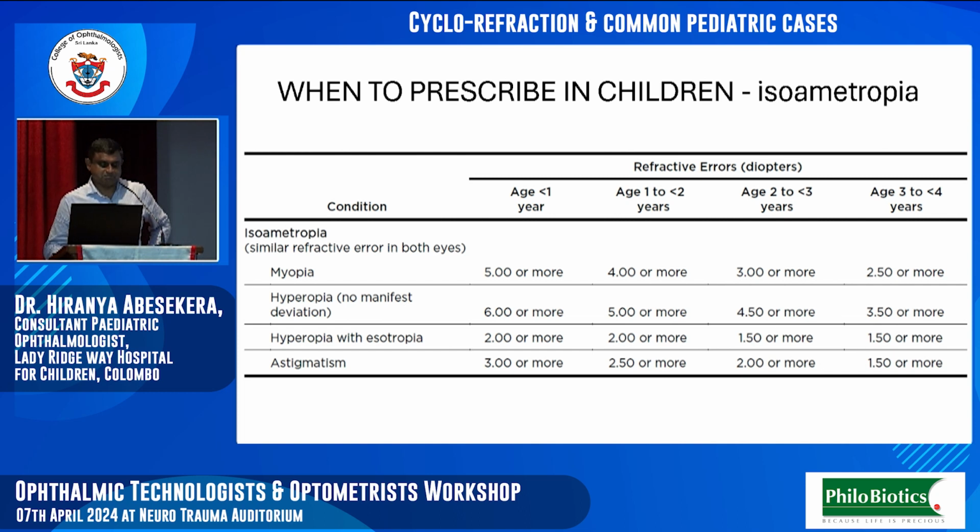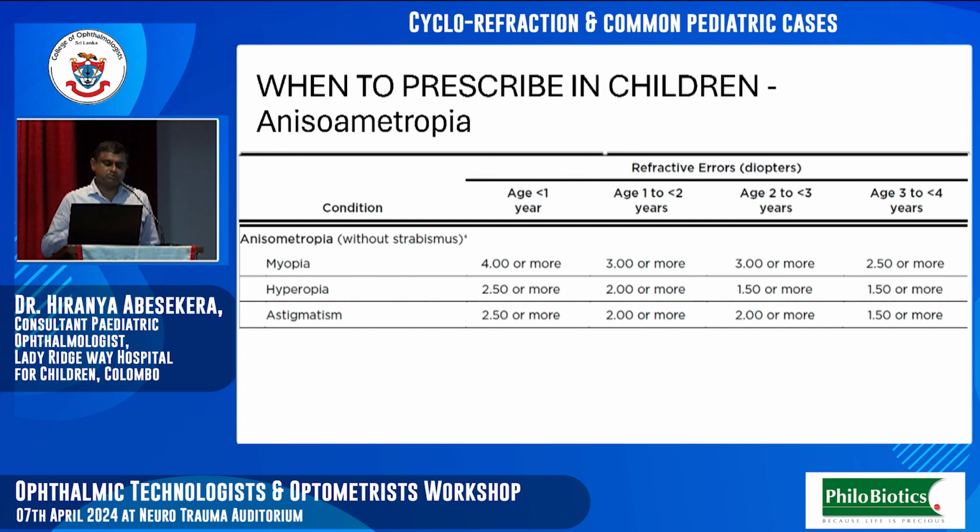Of course, astigmatism causes more amblyopia than anything else. Right? More than myopia, more than hypermetropia. Remember, this is isometropia, that is, the refractive error is almost equal in both eyes. In school-going children, the tolerance should come down. You should think about prescribing more. Even the smaller errors become very significant.